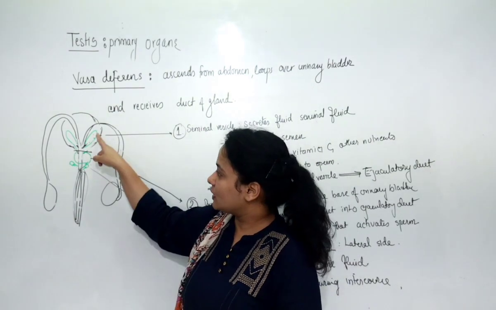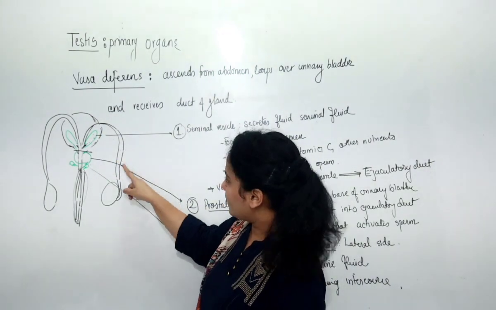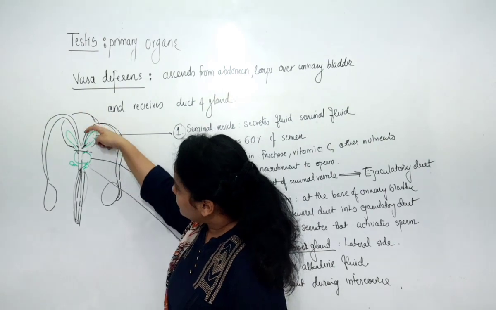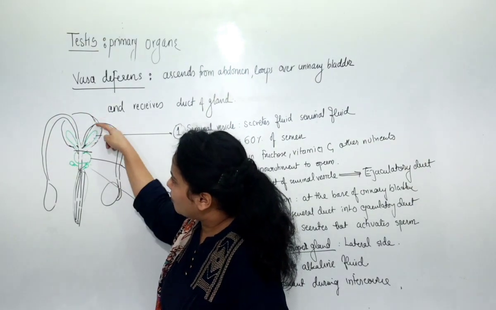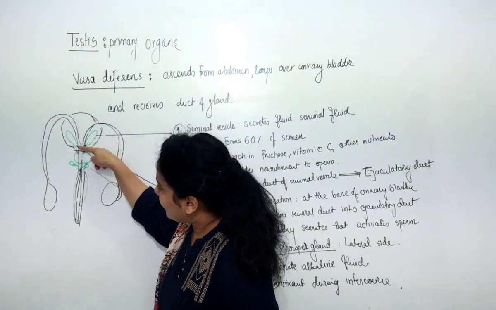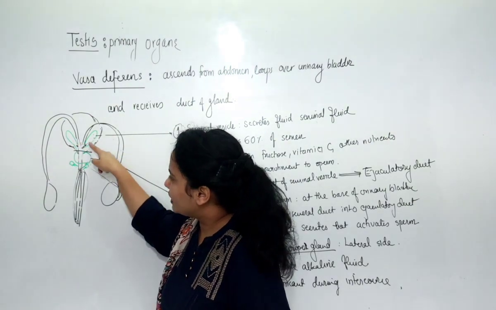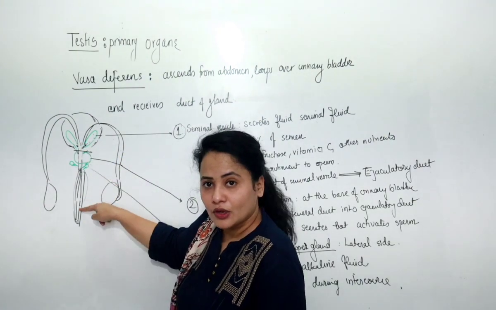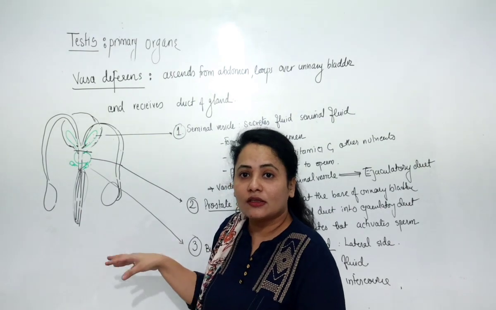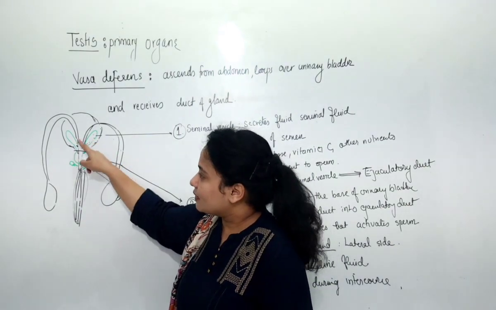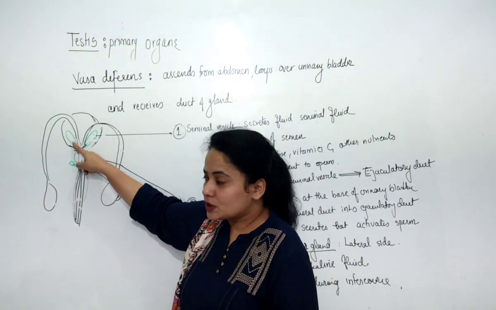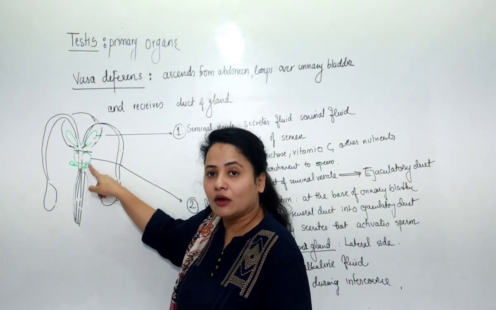So I'll just repeat it once again. The vas deferens on both sides forms a loop over the urinary bladder. It enters the seminal vesicles, and from here, further it is known as the ejaculatory duct. Then the seminal vesicles provide nourishment to the sperms. Then comes, at the base, the prostate gland.